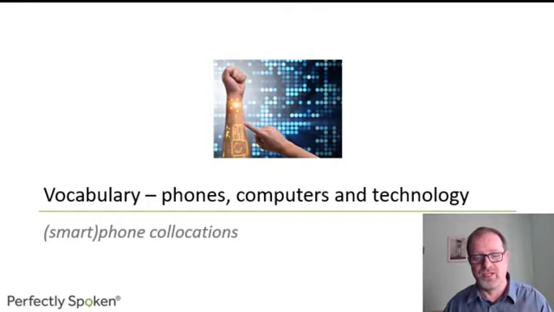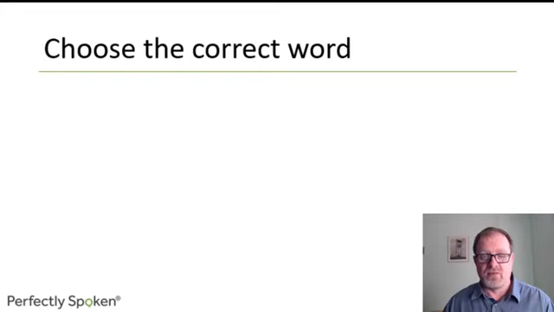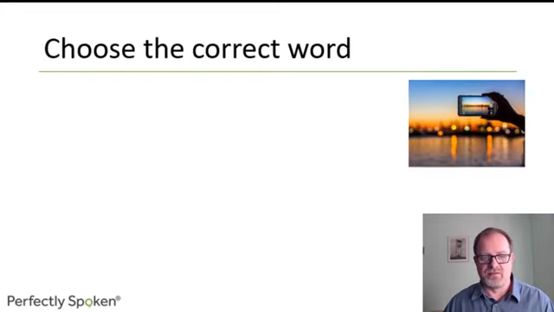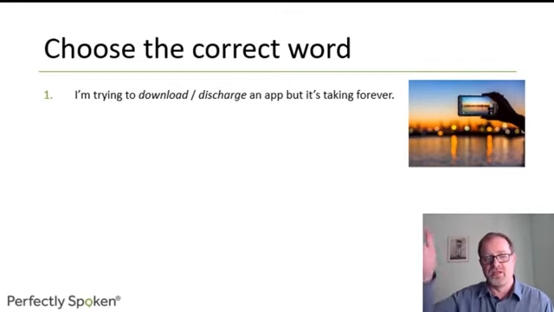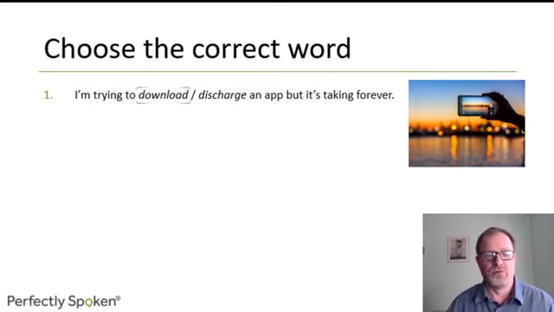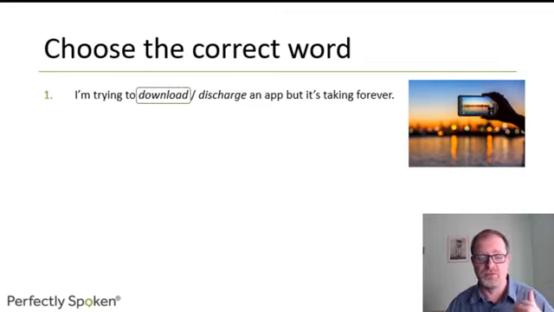I put smartphone there. Obviously, nowadays, most phones are smartphones. So, I'd like you to choose the correct word in each sentence, okay? So here we go. I'm trying to download or discharge an app, but it's taking forever. So if you want to get an app from the internet and put it on your phone, we download an app, download. The opposite is, of course, upload, to upload a file, etc.